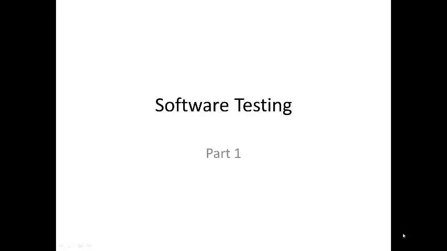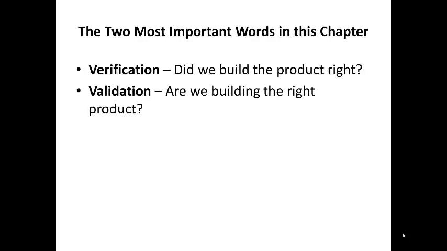Computer Science 461, software testing. More verification and validation today. So, again, the two most important words in this segment of the course are verification, did we build the product right, and validation, are we building the right product.